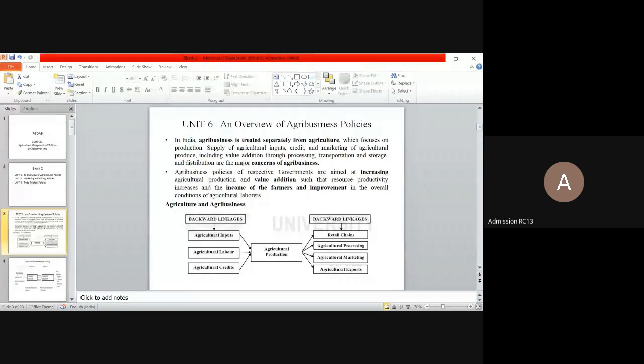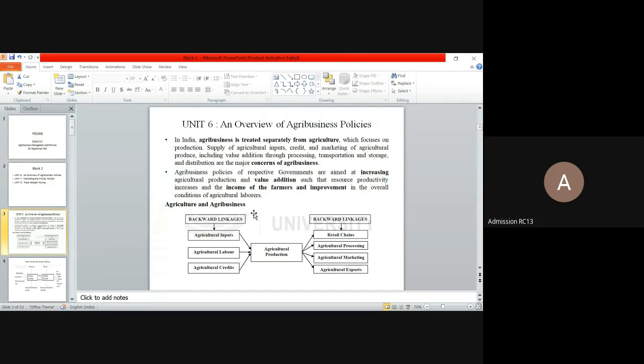That's what we are going to tap today. Before that, we first have to know the linkage between agriculture and agribusiness. I have shown on the screen the backward linkage for agricultural production. On the left side of my screen, you can see that the backward linkage for agricultural production is agricultural inputs and the labor used to bring the inputs to the final product, and agricultural credit, in financial terms, utilized to bring the final products. Then you complete the agricultural production.